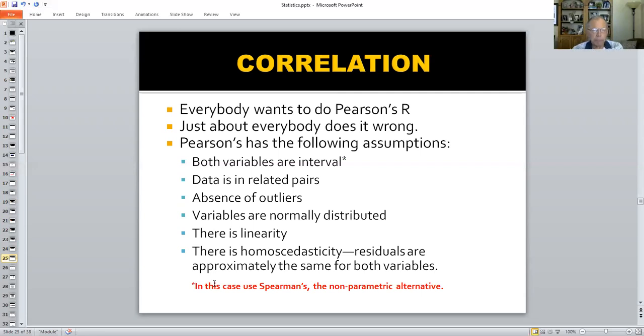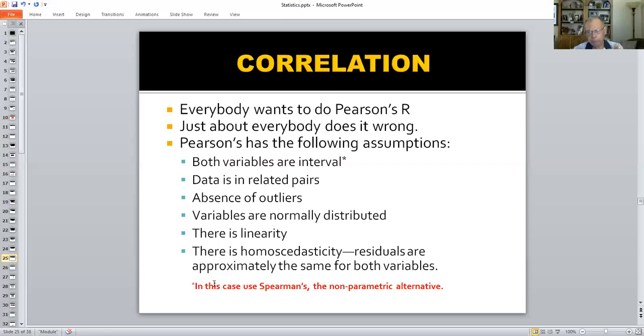Number 4, the variables are to be normally distributed. How do you know they are? You're going to go back to my data sheet way in the beginning, and you're going to run some basic graphs. Next, they have to be linear. And finally, I love this word, and I can barely pronounce it. There has to be homoscedasticity, which means that the residuals.